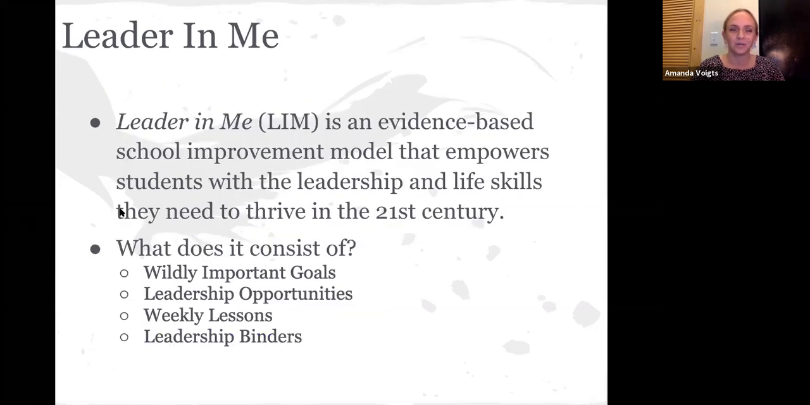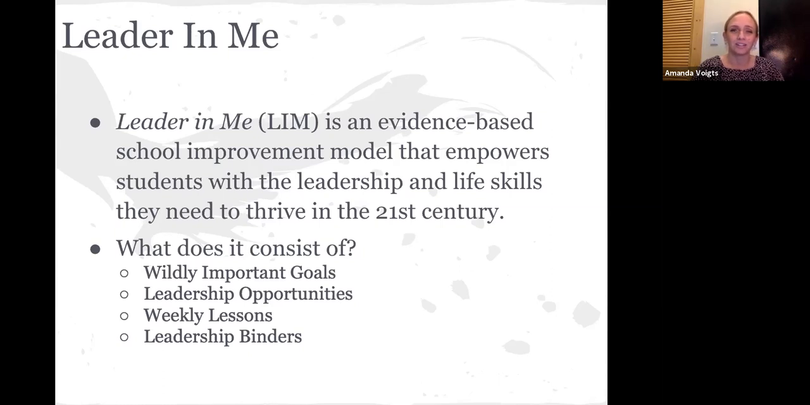Leader in Me. So we are proud to be a Leader in Me school. Leader in Me is an evidence-based school improvement program. It helps to empower students, give them the language to be strong leaders and life skills that they'll need to thrive in the 21st century.